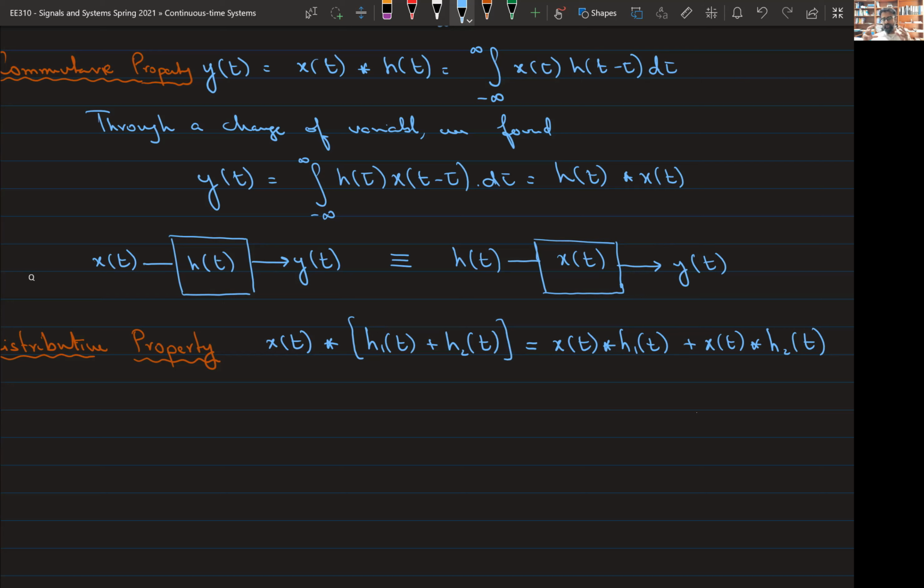So it looks like I may not be talking about one system now, because there may be system 1 and there may be system 2. Let's try to wrap our heads around what this equation means. Let me start with the right-hand side first. There is x of t convolved with h1 of t, and x of t convolved with h2 of t, and then I'm adding the resultants up. If I were to draw a block diagram for this right-hand side, what would that block diagram be?